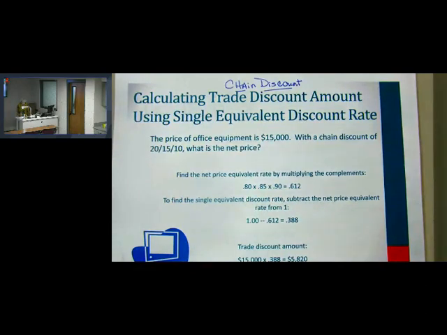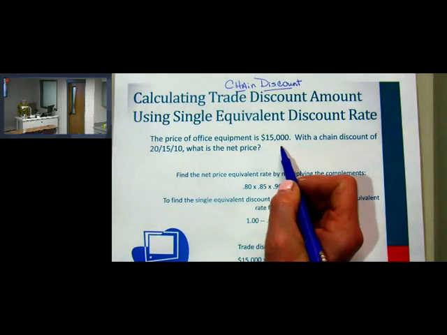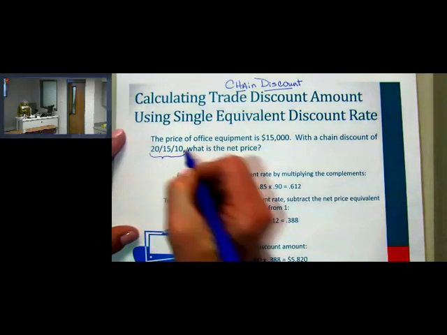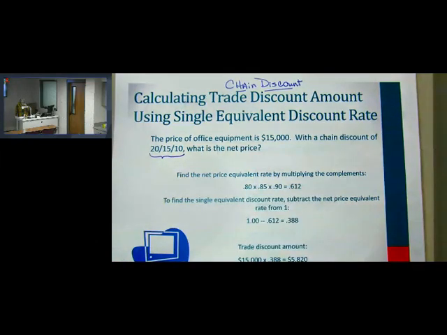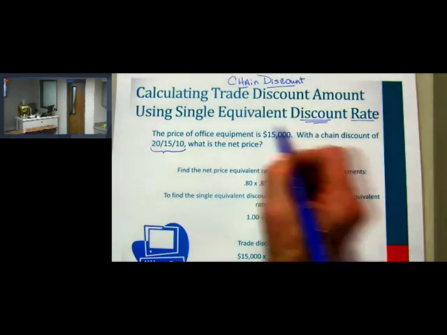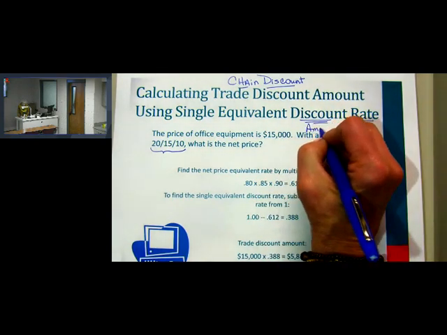So the question is, you've got this $15,000 item here. You've got, again, this chain discount. That hasn't changed in our demonstration. But now I don't want to know what my net amount is. I want to know what is the amount of the discount given this chain. So here's your clue here. This rate will tell you the amount of the discount when we use it.